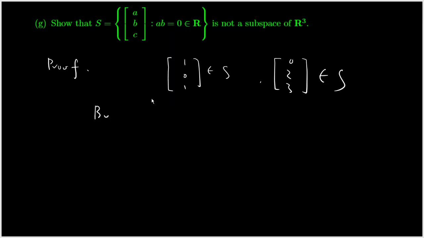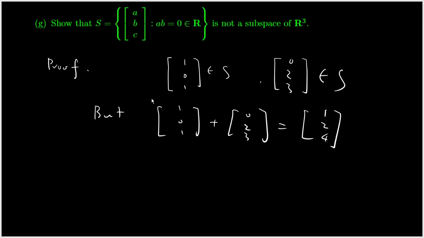And then you add the two vectors. Now let's say 1, 0, 1 and 0, 2, 3. You see the sum of the two vectors is 1, 2, 4, I believe, right? You add the corresponding components. Is the sum a vector in S? The product of the first two components is not equal to 0. That's not a vector in S. Okay.